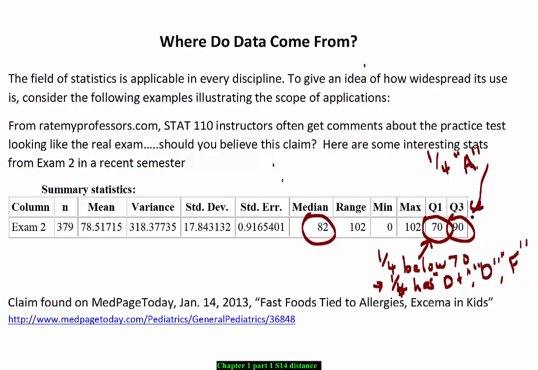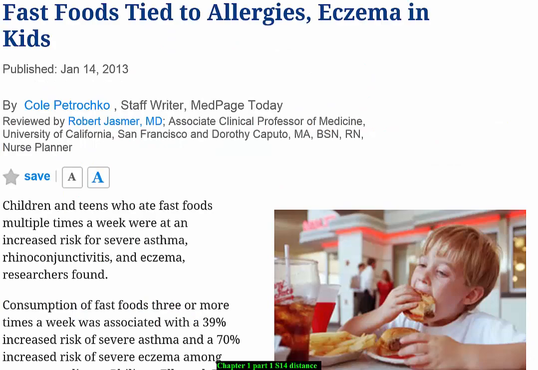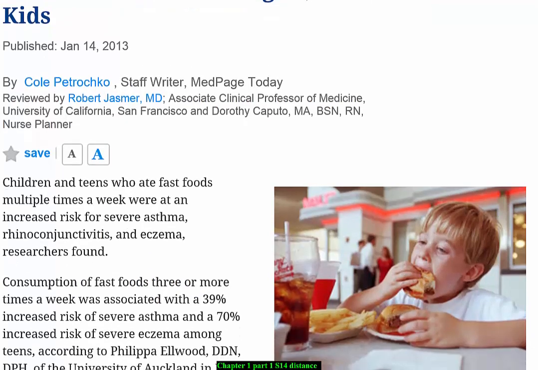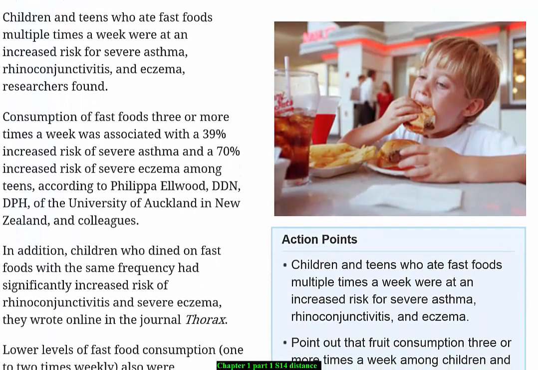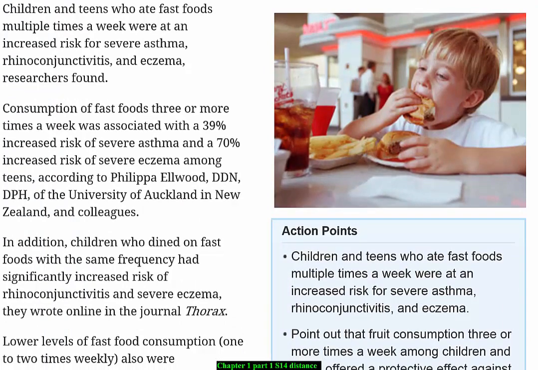All right, so as you can see, we have to dig down with our statistics to answer important questions. So we're going to look at a claim found on MedPage Today, published January the 14th of 2013, and it's titled "Fast Foods Tied to Allergies and Eczema in Kids." The article states that children and teens who ate fast foods multiple times a week were at an increased risk for severe asthma, rhinoconjunctivitis, and eczema.